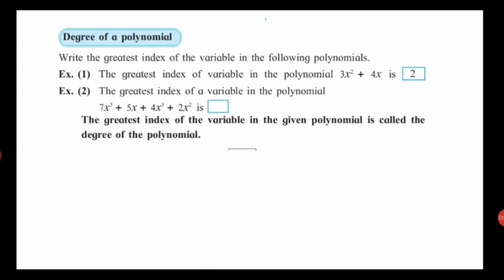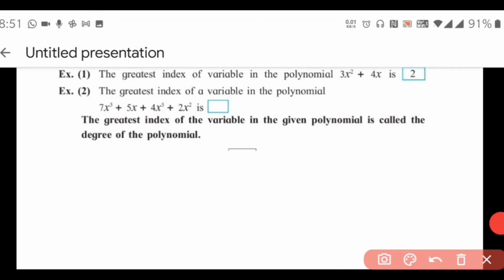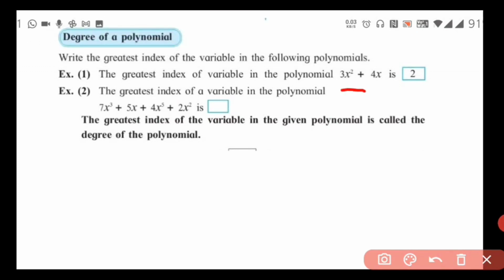Now let's see what we mean by the degree of a polynomial. See this example: write the greatest index of the variable in the following polynomial. The greatest index of the variable in the polynomial 3x square plus 4x. Which is the greatest index here? As you can see, in 3x square the index is 2, and in 4x only 1 is there, so the greatest index is 2. So the degree of this polynomial is 2.